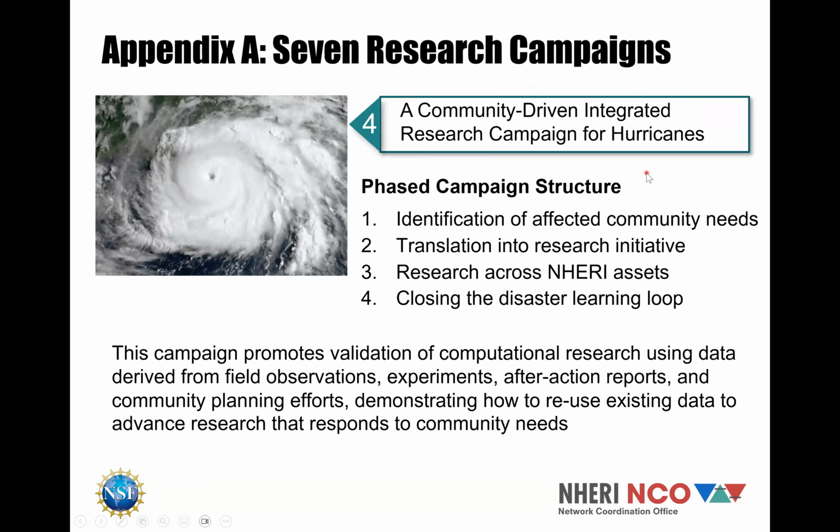The next one is community-driven integrated research campaign for hurricanes. So this is an attempt to start with the community. And that's something I can't stress enough. If you are working with a test bed, or if you plan to do something like this that is going to help a particular community, you need them involved in the proposal writing stage.